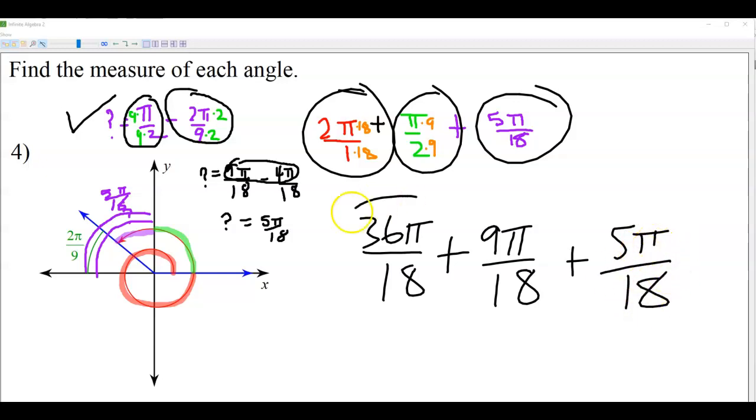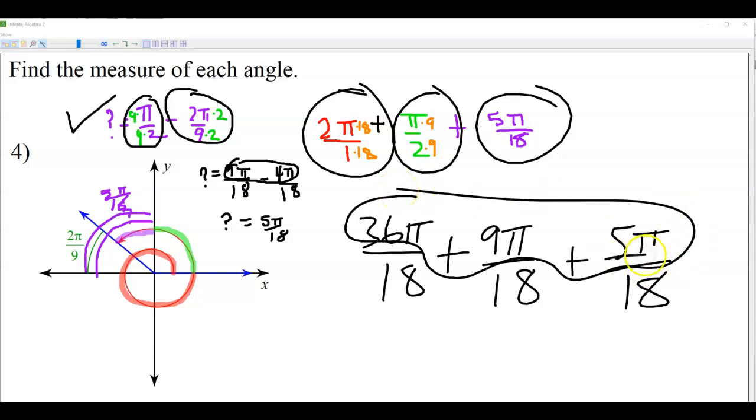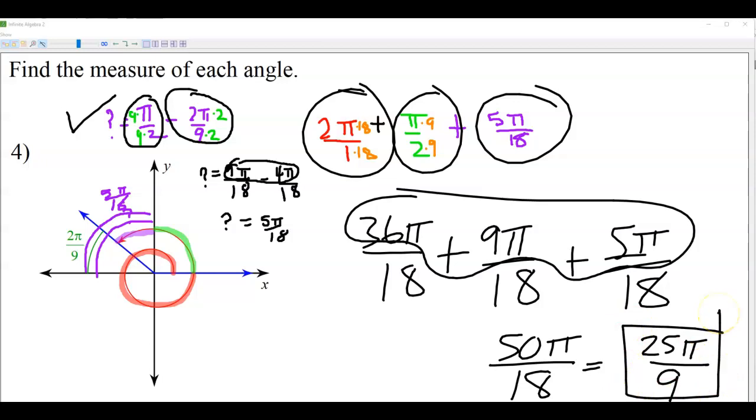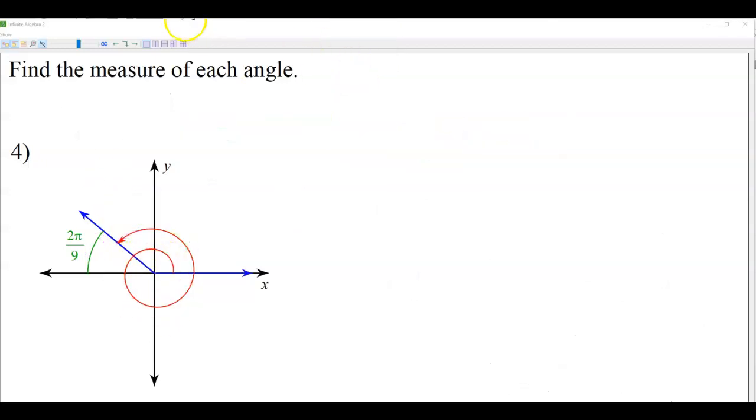And we're pretty much ready to add all these numerators together now. 36 plus 9 is 45, plus 5 is 50. So we have 50 pi over 18. And of course we should reduce if we can. I do know that the top and bottom can both be reduced by 2, so that's 25 pi over 9. And I don't think it can be reduced any more than that. So there's our final answer. And that's the radians of that particular arc.